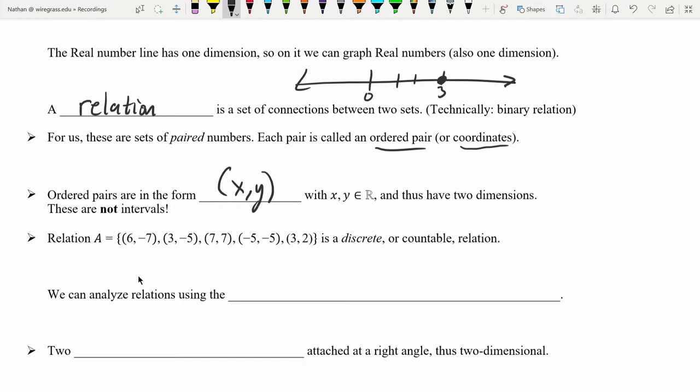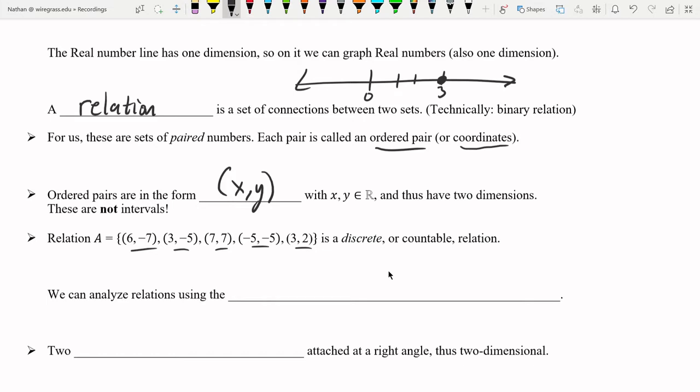So a relation can be listed as just a set of connections. Here we have 5 connected pairs, and because I can count them out, this is called a discrete relation. There are 5 things in here, which makes it discrete. This relation just has 6 connected to -7, 3 connected to -5, 7 connected to 7, -5 to -5, and 3 to 2. I haven't told you why they're connected or anything like that. I just told you the connection.